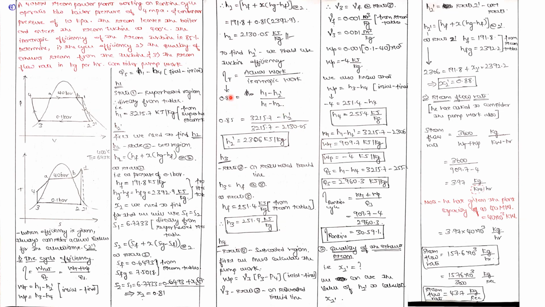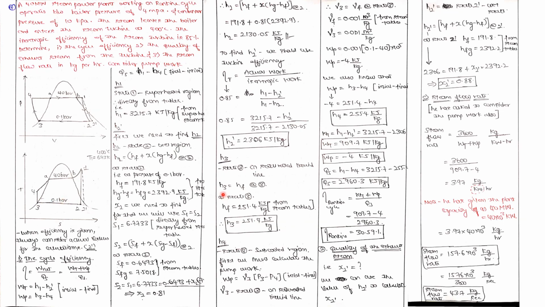Next, H3. Where is my state 3? State 3 is on the saturated liquid line. If it is on the saturated liquid line, I need to calculate the value of HF, which is the value of H3. At what pressure is the value of HF? So I have to look for the pressure. The pressure is 0.1 bar. So at 0.1 bar, whatever will be the value of HF, that would be H3. Okay, so H3 is so and so from the steam table.